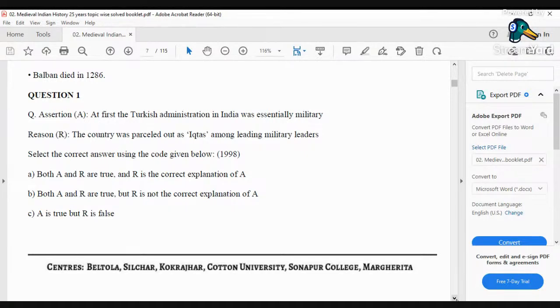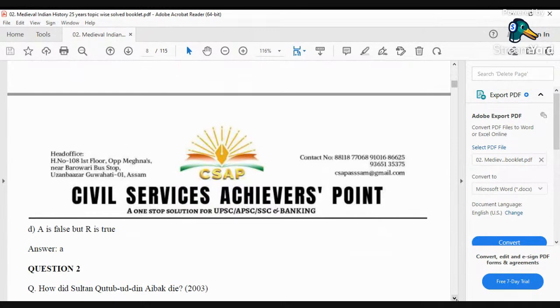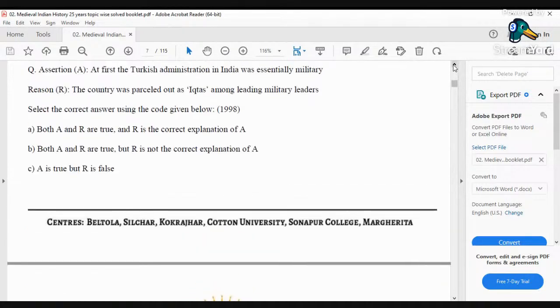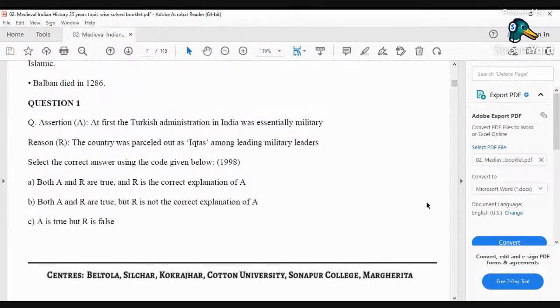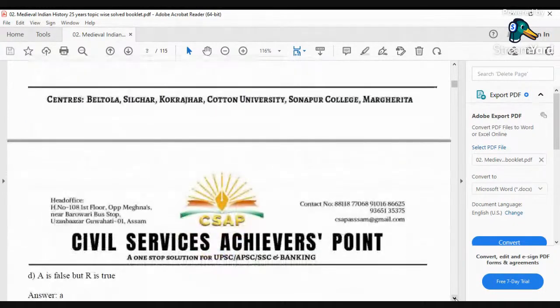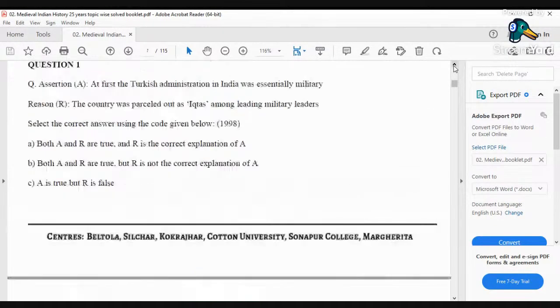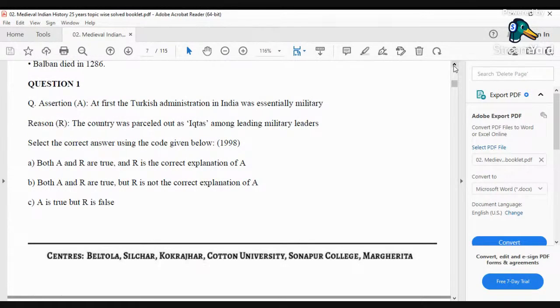So the correct answer in this case would be option D. Option D is: A is false, but R is true. In this case, at first the Turkish administration in India was essentially military. This is the assertion. So we need to relook at the question, and the right answer in this case would be option A. Like I said, R was also correct.